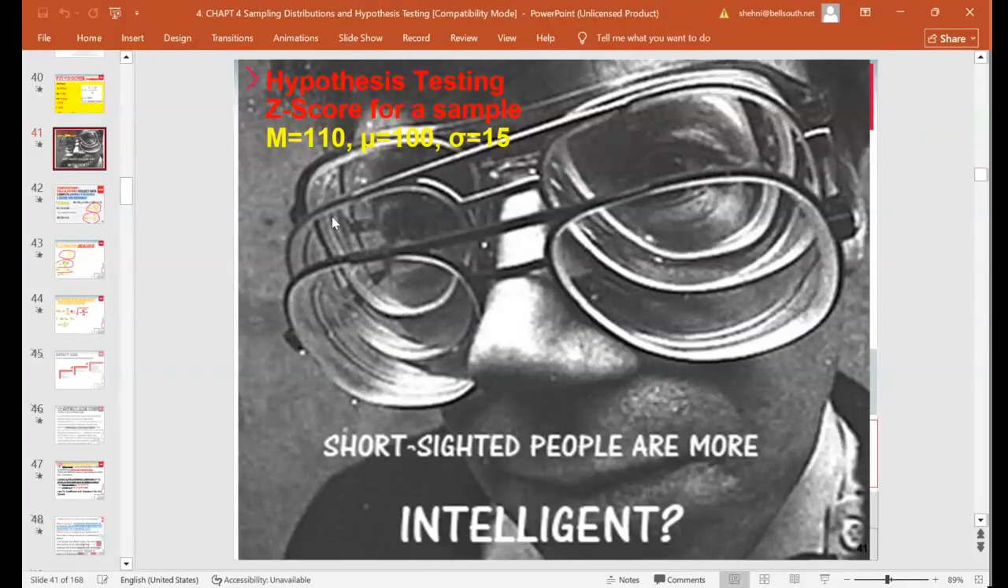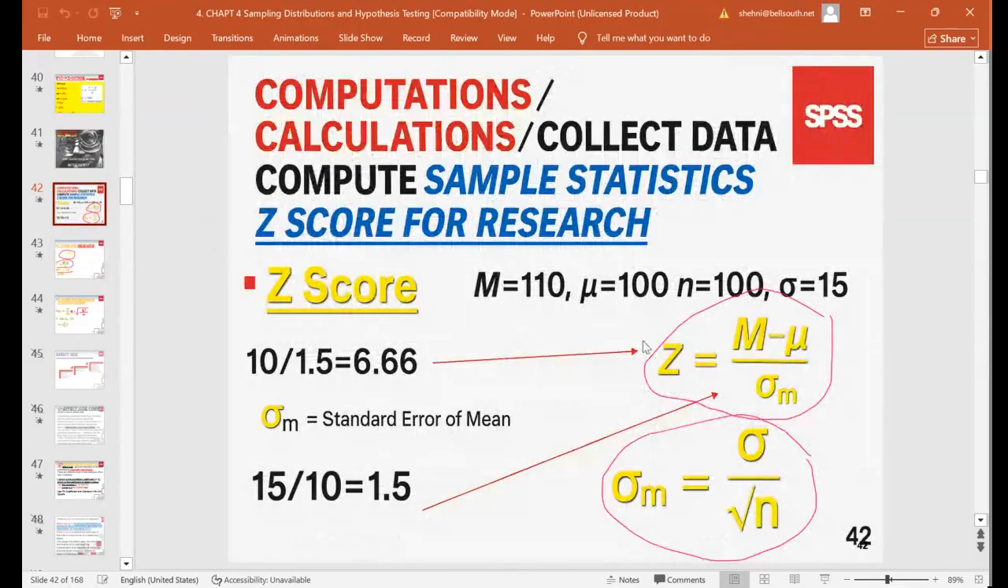So with that, let's say we have 100 participants, N is 100, and we give them an IQ test, and the mean or average M for the sample will be 110. And we know that the mean for IQ is 100 and a standard deviation of 15. So this is how you calculate the Z.